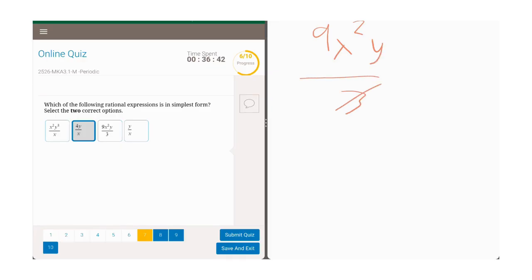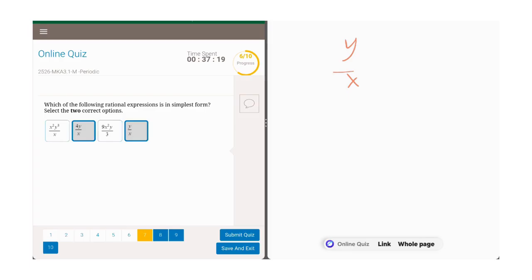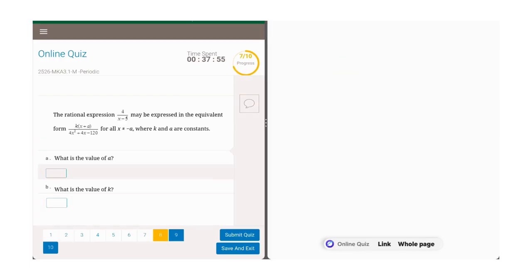Next, 9x squared y over 3. We can simplify 9 and 3, so it will be 3 over 1. So we'll be left with 3x squared y, which is different from this because we simplified the numerator with a part of the denominator. So this is not in simplest form. Next, we have y over x. We can't do anything to factor out or cancel any of the numerator with the denominator, so it means it's in simplest form.